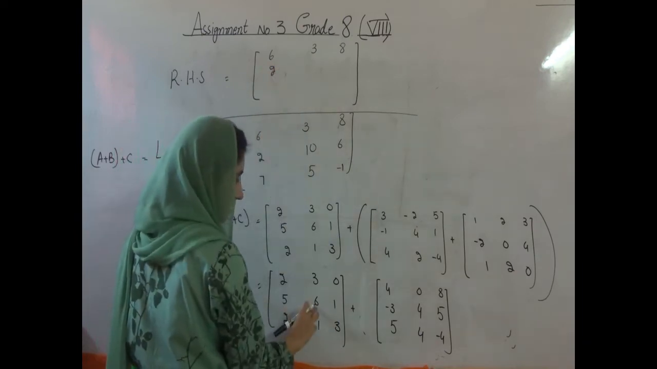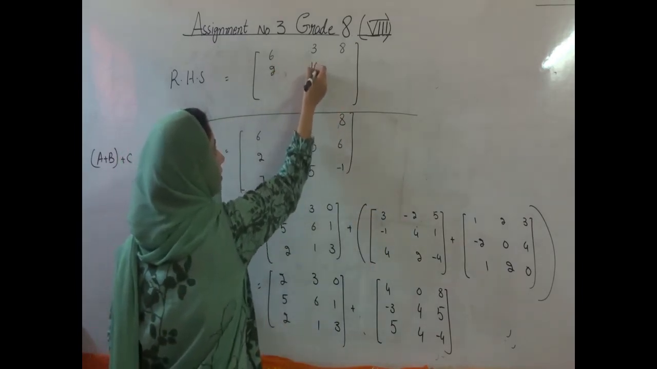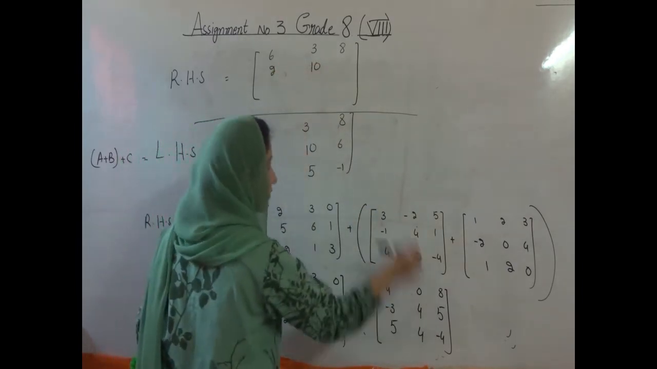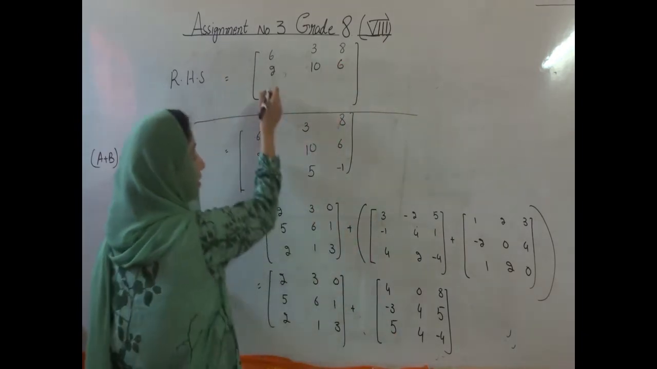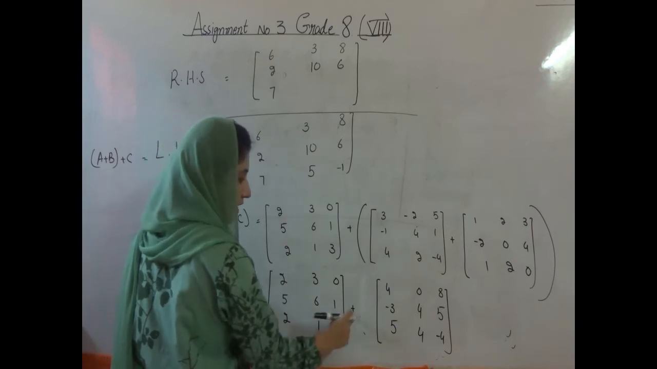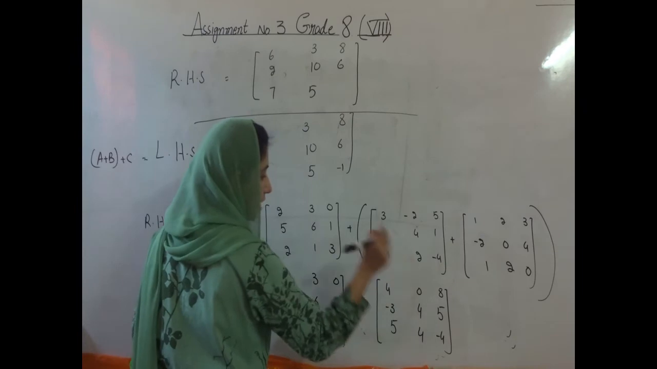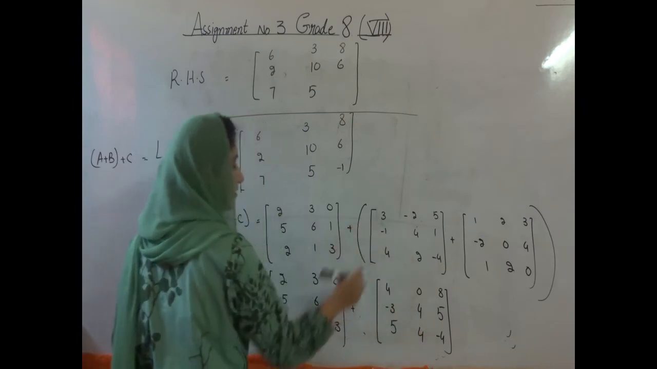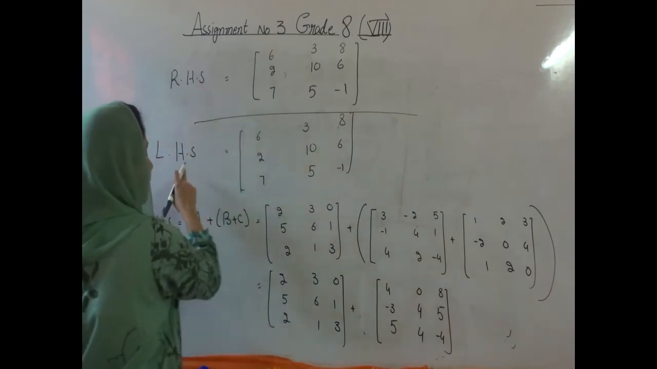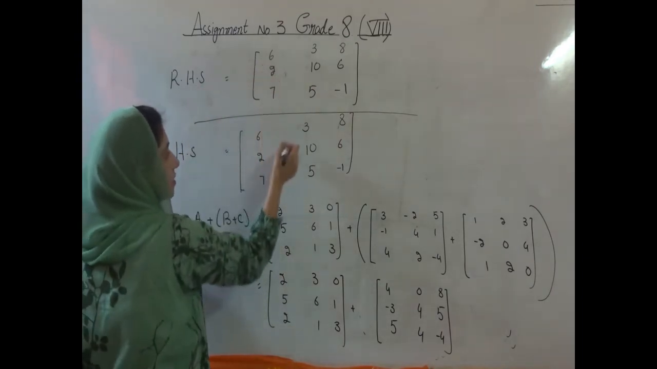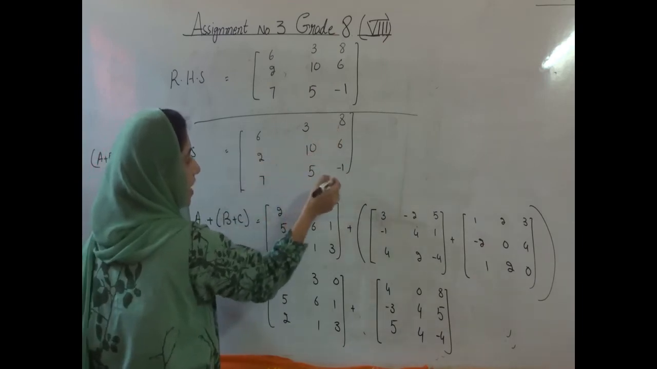And then 6 plus 4, 10. 1 plus 5, 6. 2 plus 5, 7. 1 plus 4, 5. 3 plus minus 3 minus 4, minus 1. Okay. Look at the right hand side and the left side: 6, 3, 8, 2, 10, 6, 7, 5, minus 1.